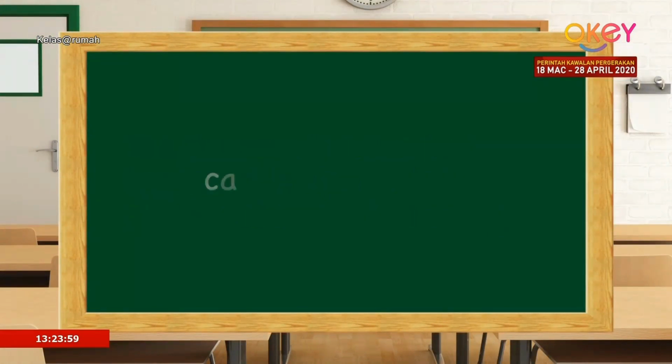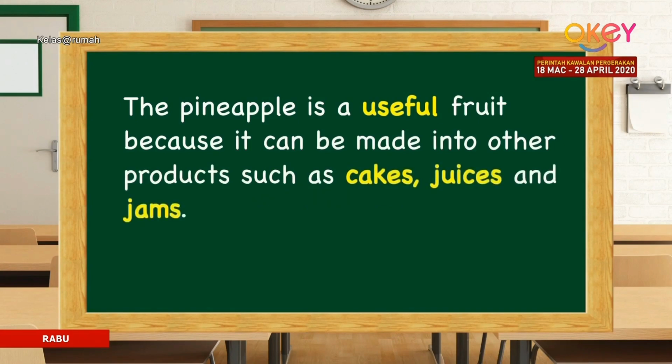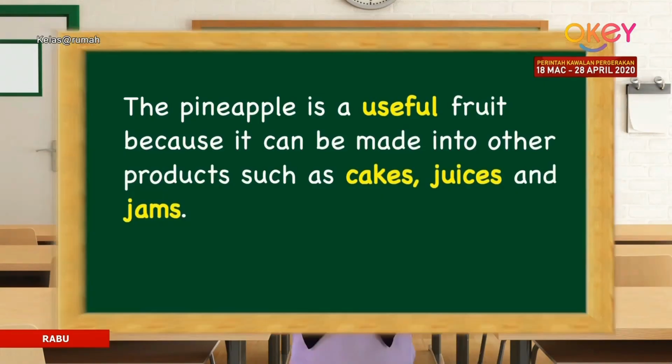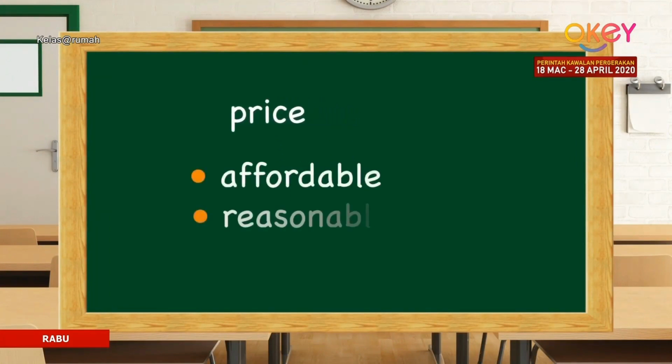Next point. Cake, juice, and jam. Not bad. I can make quite a few things from pineapples. So what adjective can we use to describe something which has many uses? Useful. The pineapple is a useful fruit because it can be made into other products such as cakes, juices, and jams. Finally, what adjective can you use to describe the price? I can think of a few words. You can use words like affordable or reasonable.